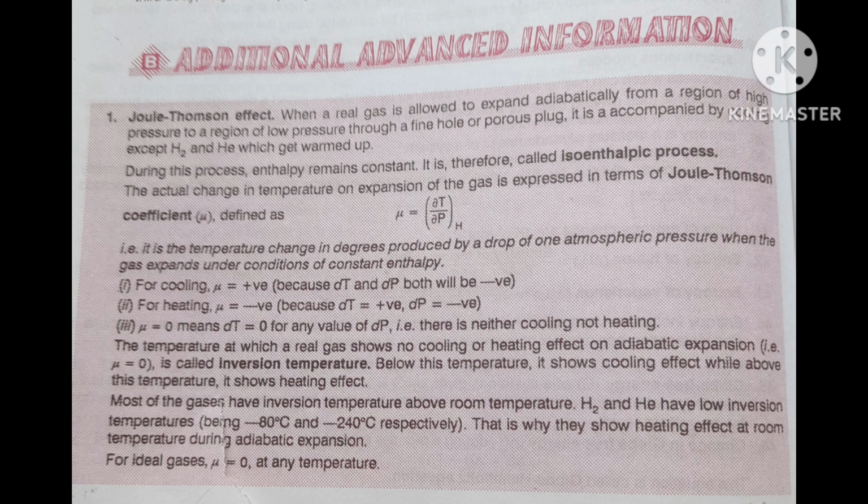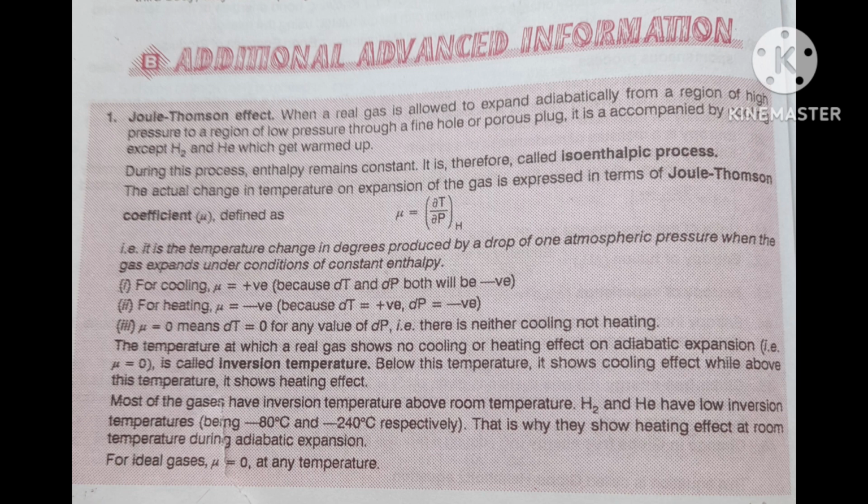It means change per 1 atmospheric pressure, because you are dividing by delta P. But this should be at constant H, enthalpy. It is the temperature change in degrees produced by a drop of 1 atmospheric pressure when the gas expands under condition of constant enthalpy.